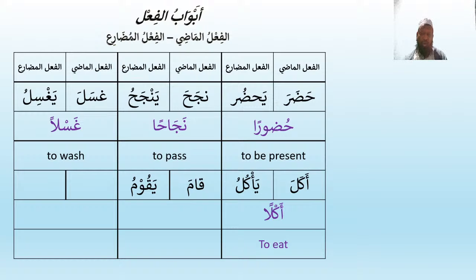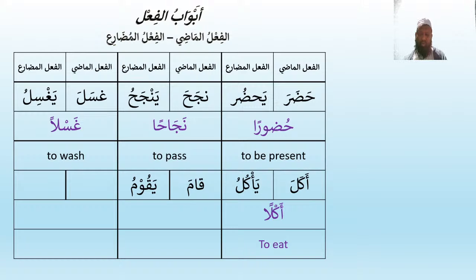Okay, for example, حضر, look at حضر. All these letters are called the Sahih letters. They're called the perfect letters. And look at the أكل, and look at the قام.